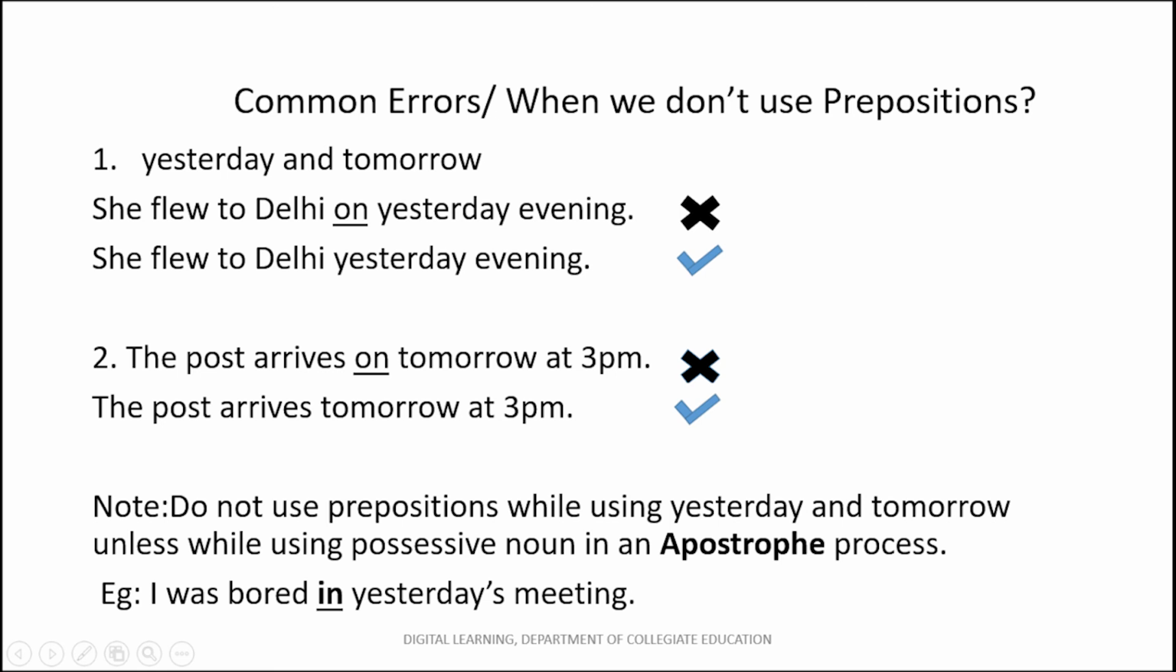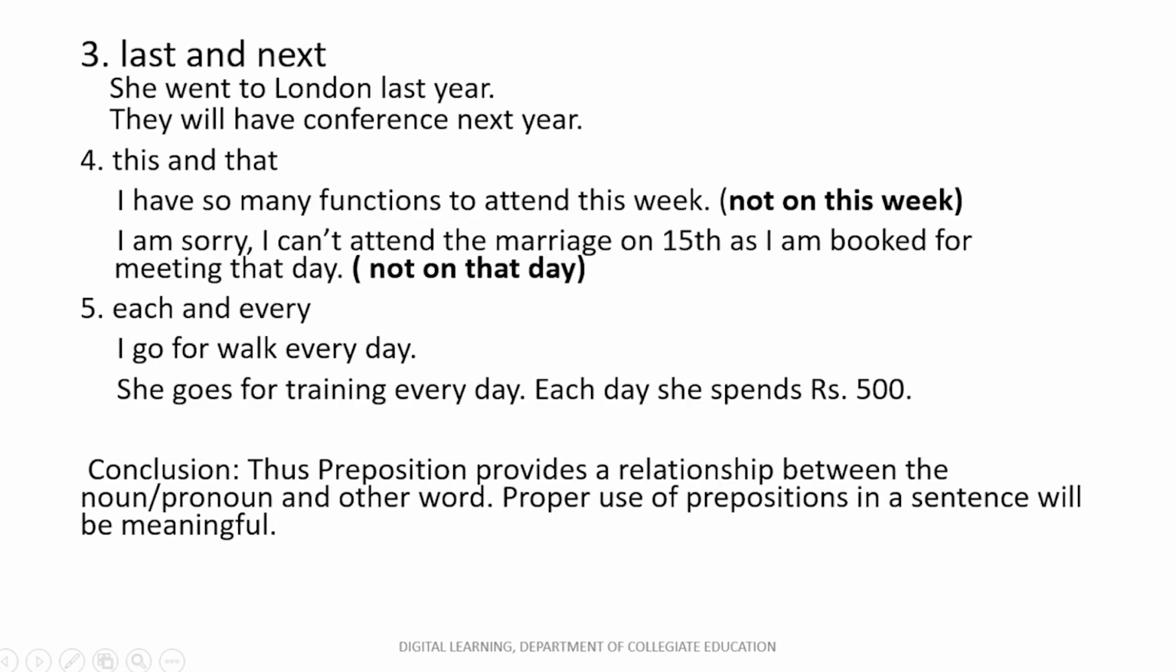But wherever you use the apostrophe for the possessive, you can use it as stated in the example: I was bored in yesterday's meeting. Last and next: she went to London last year. They will have a conference next year. This and that, each and every. While using these, we should be very careful. Wherever it is not required, do not bring a preposition into a sentence, and wherever it is required, be very careful in using it.